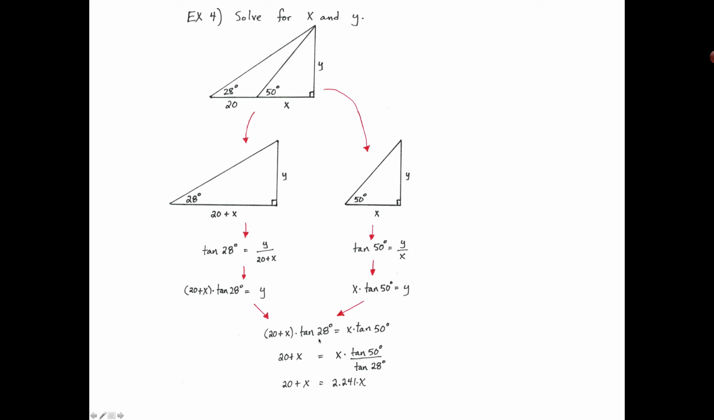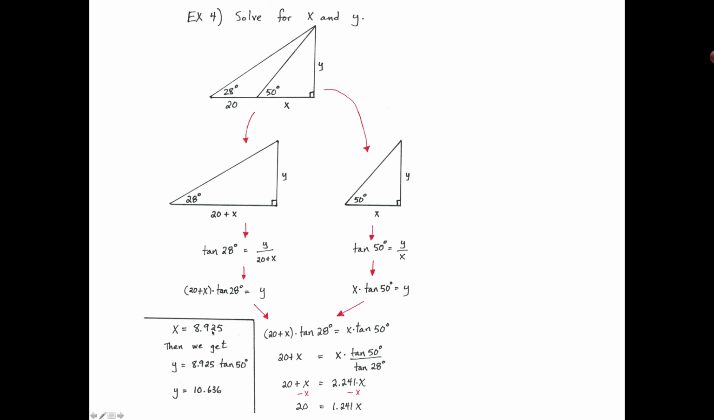Now what I would do is divide by tangent of 28, put these 2 tangents together, get the old trusty calculator out, and find out that when you divide these 2, it's the decimal 2.241. So that is times x. Then what we need to do is subtract x from both sides. So that will leave 1.241x. Then divide both sides by the 1.241, and you'll get what x is equal to.